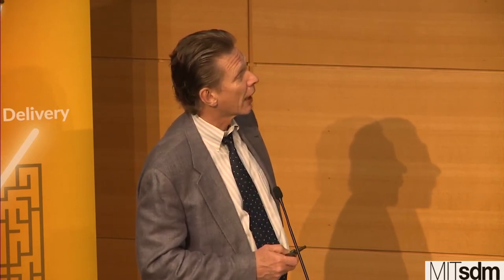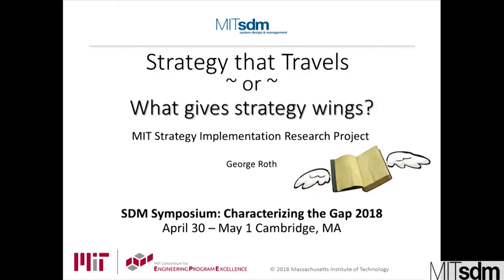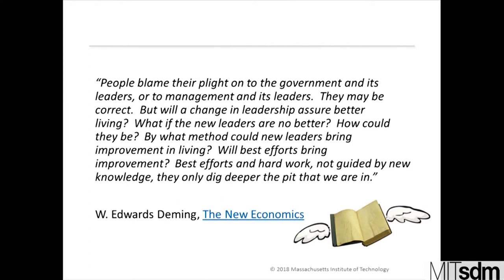So for a strategy that travels, I ask the question of, what does it take for us to give strategy wings, meaning this notion that strategy will fly in the organization and move to different parts of it? I have a Deming quote too. Isn't that interesting? Not unusual, because we recognize what a deep thinker Deming was in this territory, and those of us that are trying to do work in it are drawn to it. I won't read the whole quote.